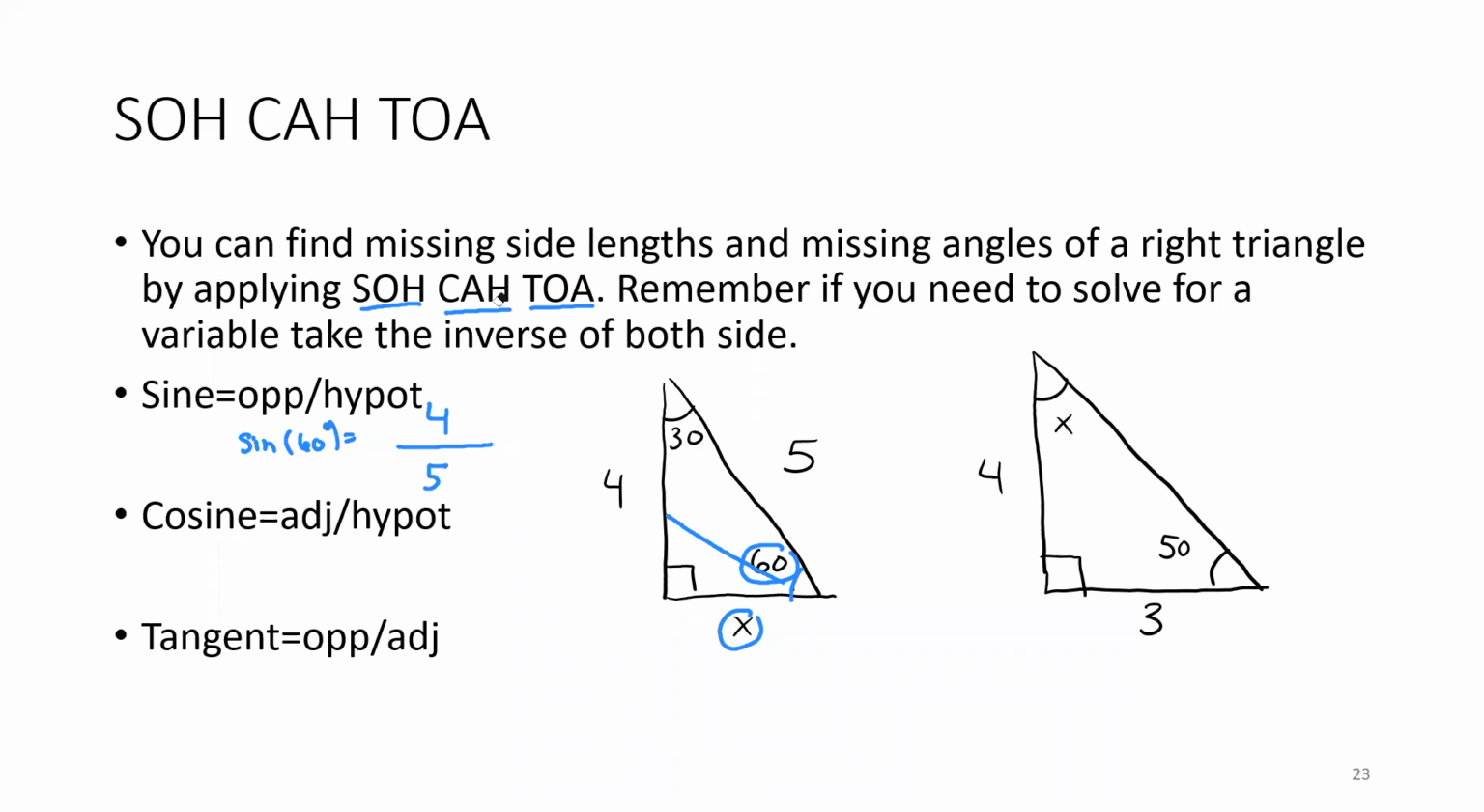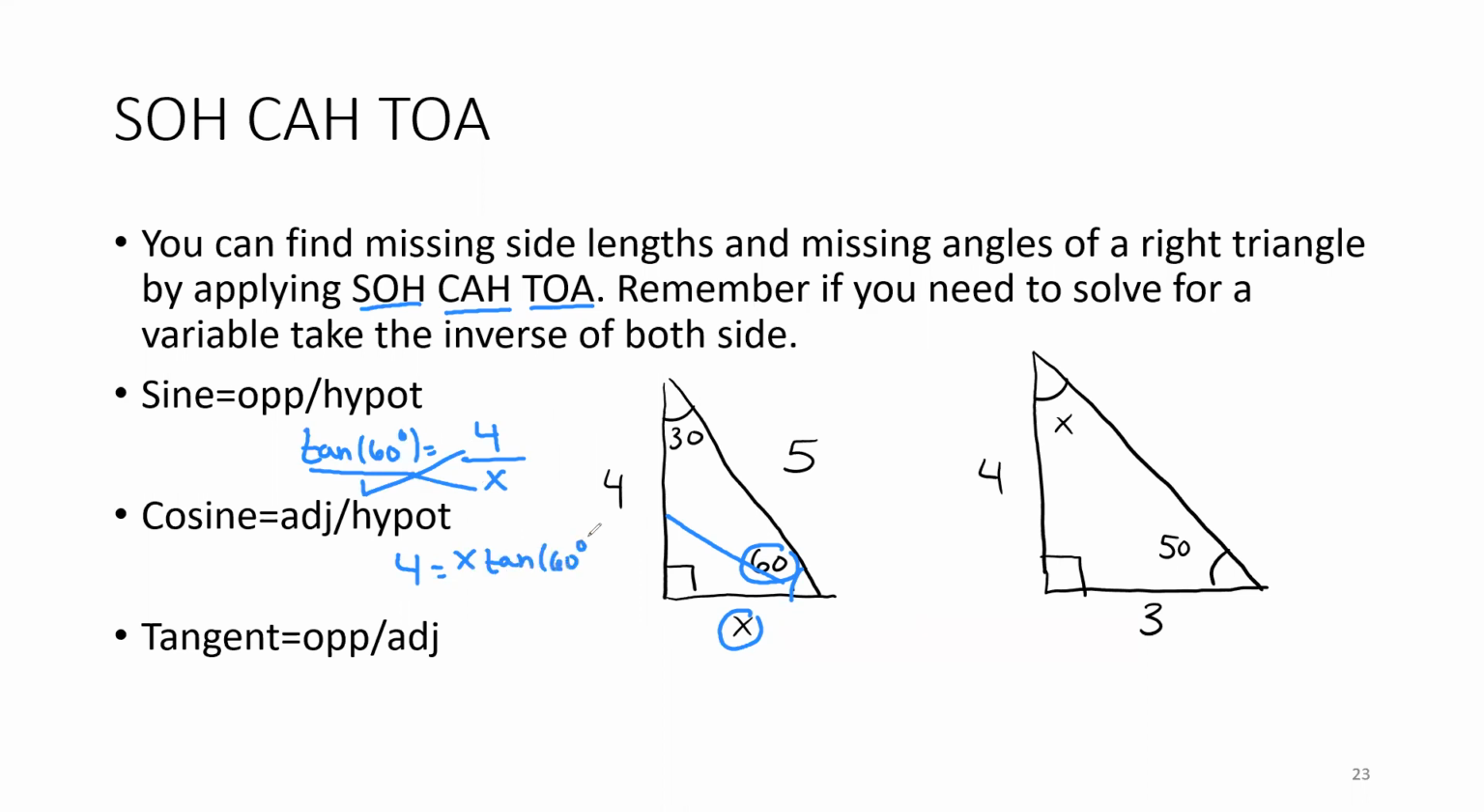I don't think cosine will work, but I do think tangent will work. So you're going to do tan of 60, which is opposite over adjacent. Your opposite side is 4, and from the angle 60, your adjacent side is x. This works nicely because you have a known value and an unknown value. Then you want to solve for x, so you cross multiply. 1 times 4 is 4, and then it's x times tan of 60.